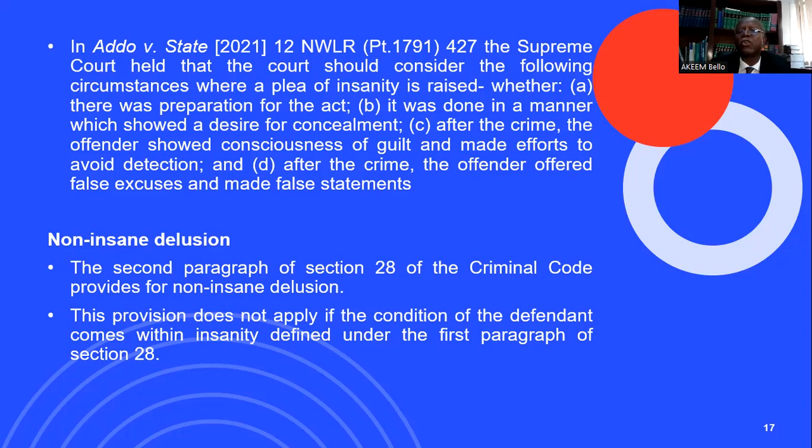So this case of Ado and the State is very, very critical, because if the defendant is able to establish the disability, that's the first leg. Now, the second leg for the successful plea of insanity is to be able to show that the disability has produced a loss of either the capacities provided, either the three capacities provided under Section 28 of the Criminal Code or Section 51 of the Penal Code. So we will stop this presentation here. In another presentation, we look at non-insane delusion.